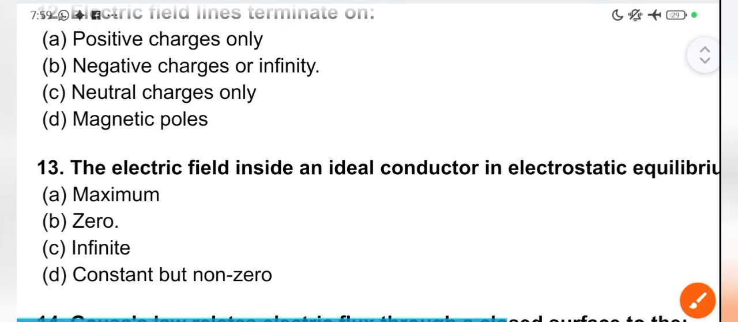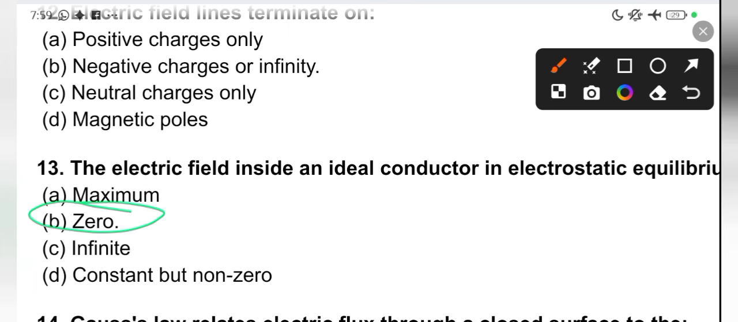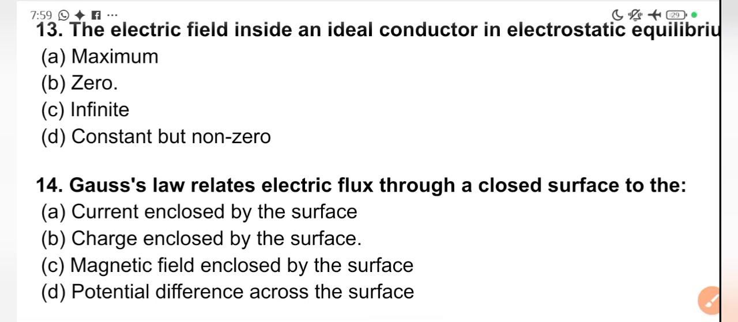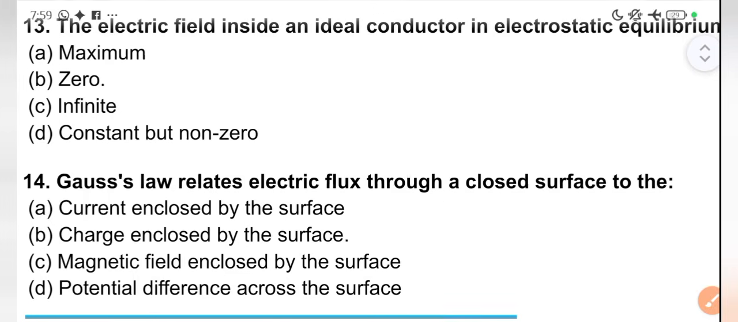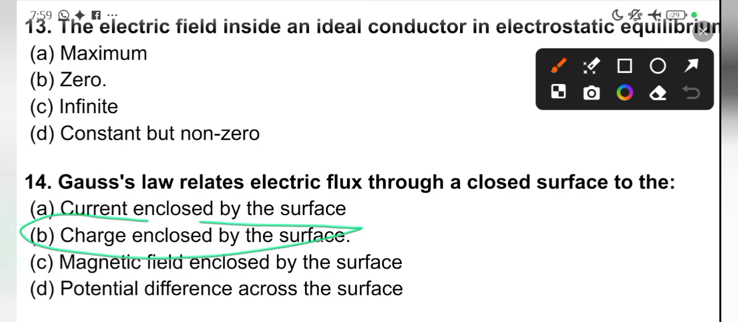The electric field inside an ideal conductor in electrostatic equilibrium is zero. Equilibrium, positive and negative combining, or positive and negative are at equal level, zero. Take note of that. Now, Gauss's law. You should expect Gauss's law. Gauss's law relates electric flux through a closed surface to the charge enclosed by the surface.